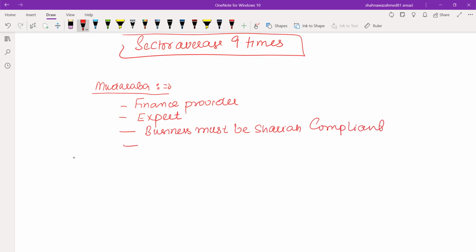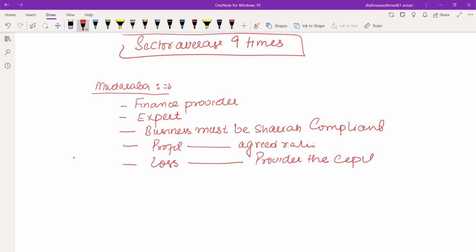The profit will be shared as per an agreed ratio. In case of loss, it is to be borne by the provider of capital, not the party who is working against this. The provider of capital has to bear all the losses.